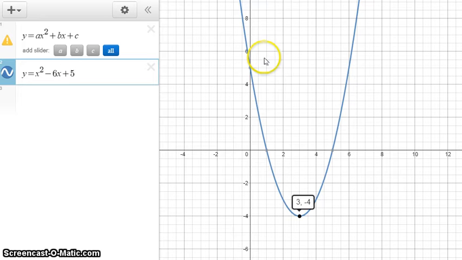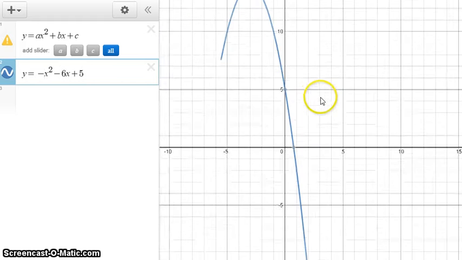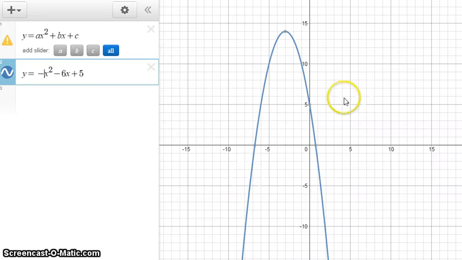So right now my graph is opening upwards. That's why my vertex is a minimum point. Let's say I want a graph that opens downwards. I'm going to change my equation. All I have to do is put a negative in the front. So now there you go. My graph opens downwards, and my vertex is no longer a minimum point, but a maximum point.